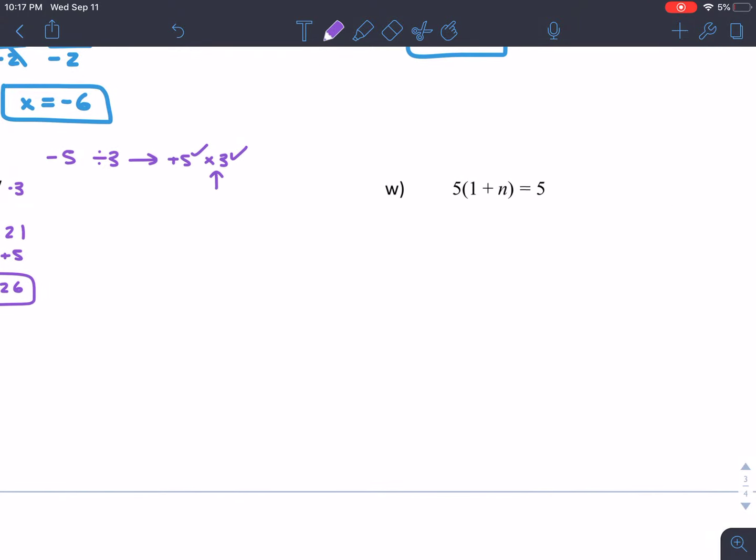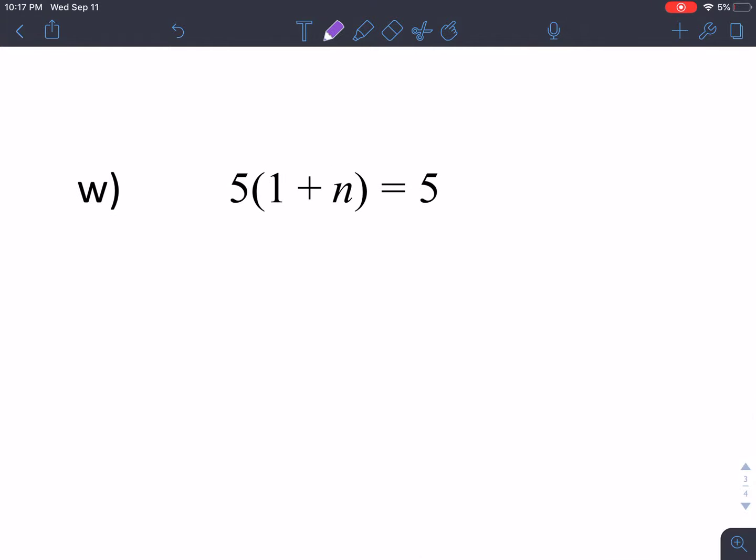The second equation is overwhelming, perhaps because of the distribution. A lot of people kind of freak out about that. This distribution doesn't have any negatives or anything too wild. So 5 times 1 gives me 5. 5 times n gives me 5n, and that equals 5. We got a lot of 5s going on.